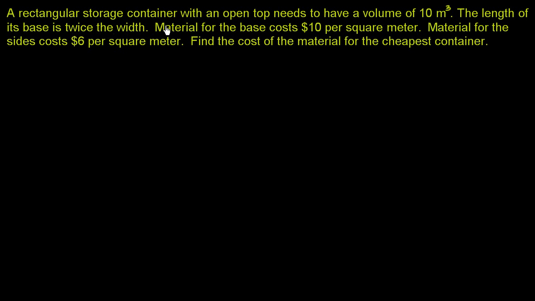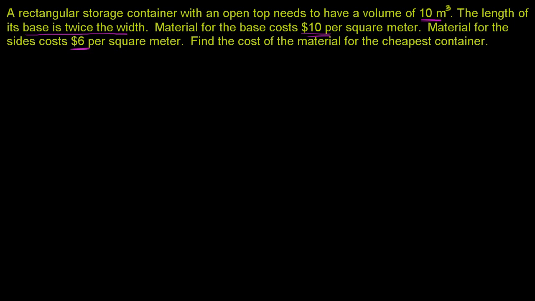A rectangular storage container with an open top needs to have a volume of 10 cubic meters. The length of its base is twice the width. Material for the base costs $10 per square meter. Material for the sides costs $6 per square meter. Find the cost of the material for the cheapest container.